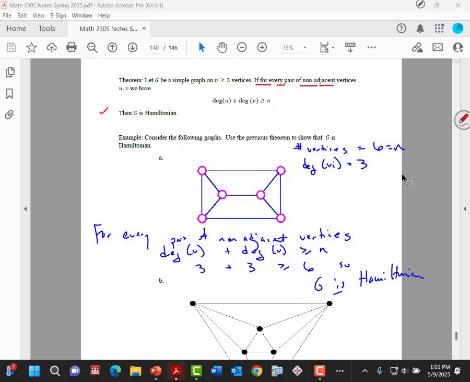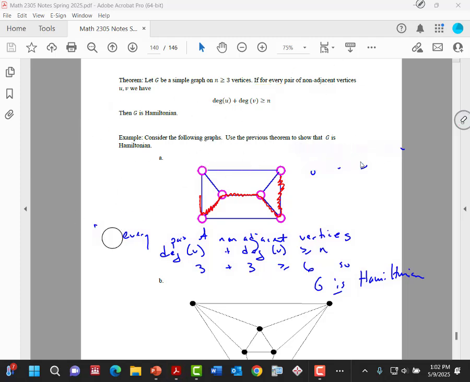Let's see, can we find a Hamiltonian cycle? Sure. Let's just travel here, travel down, go into the middle, go down, and sure enough, I made it back to where I started. I visited each vertex once and only once. So, a nice little theorem that I can use to see if graphs are Hamiltonian or not.